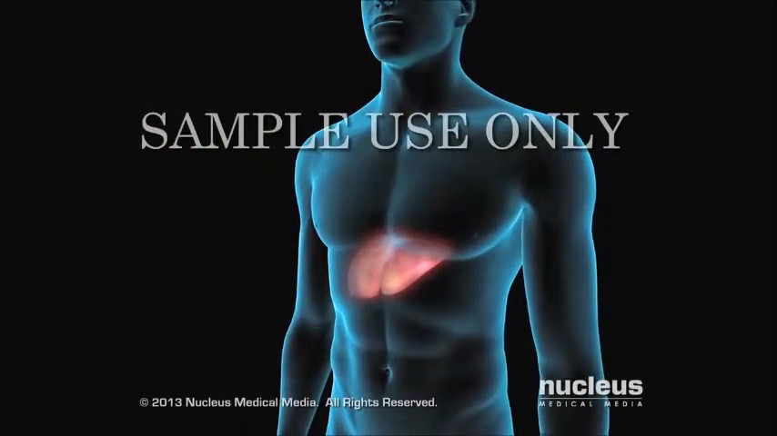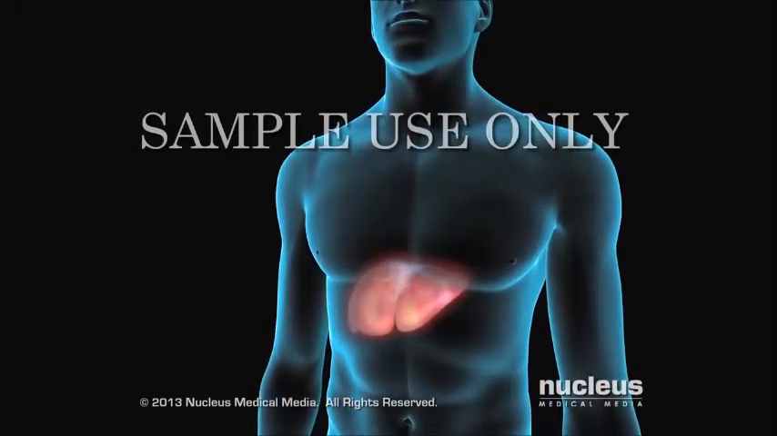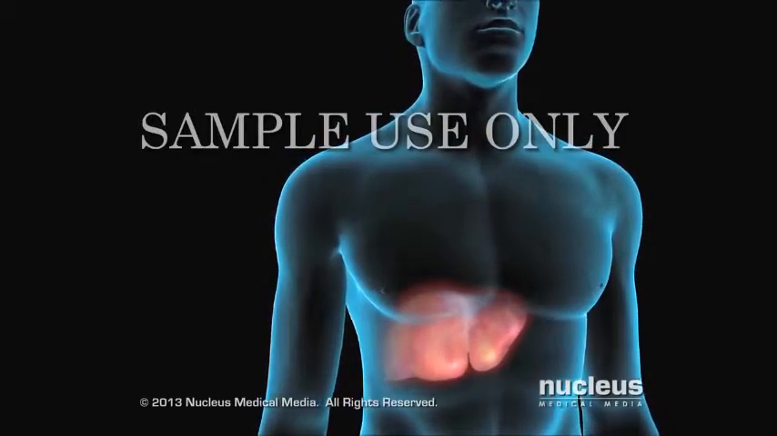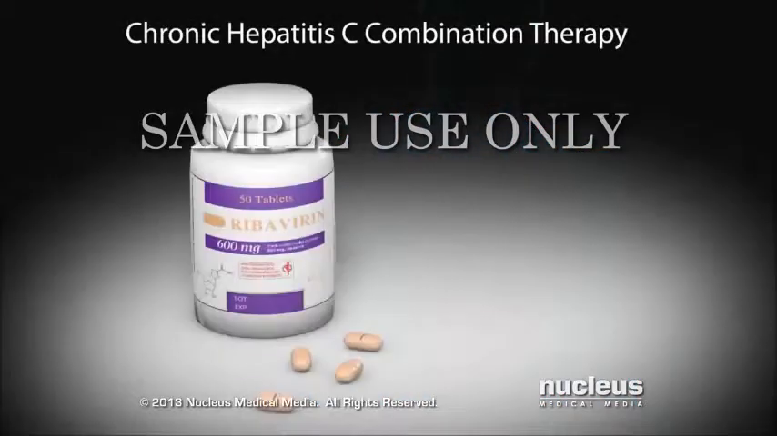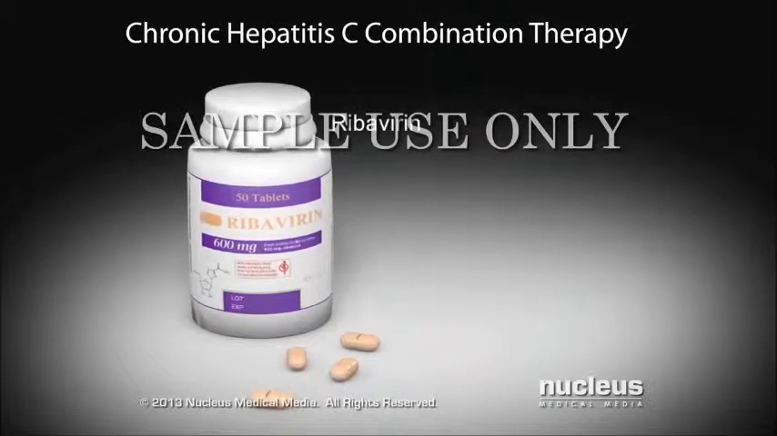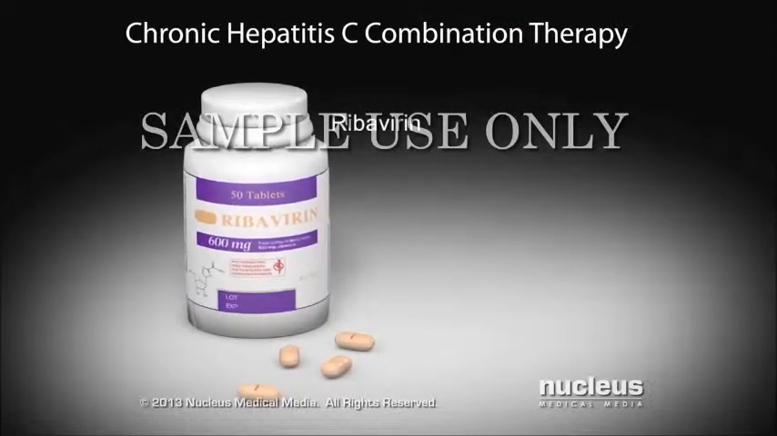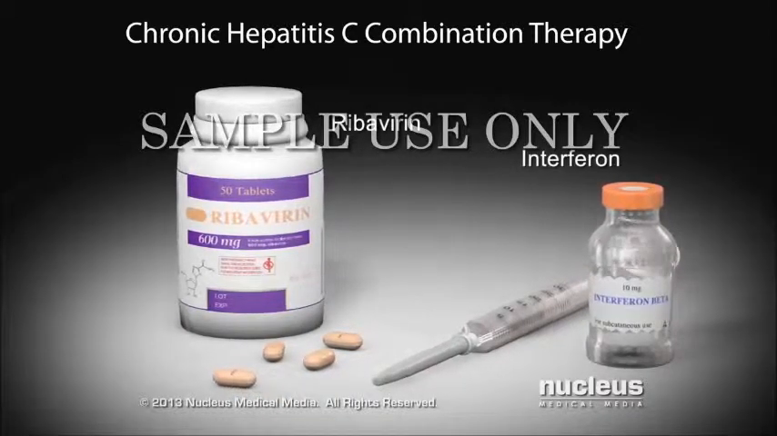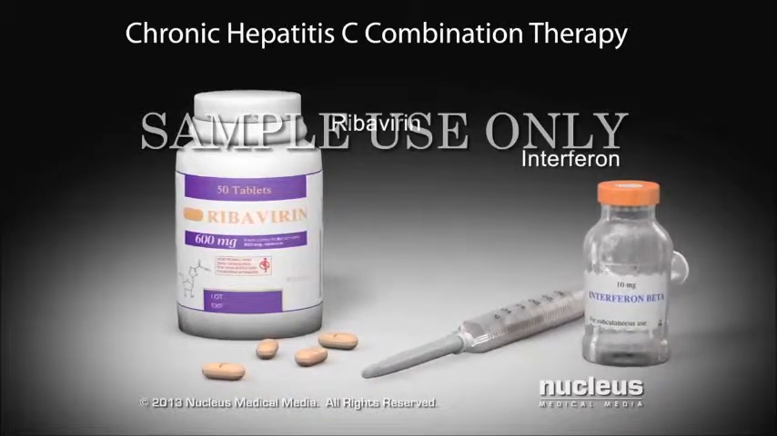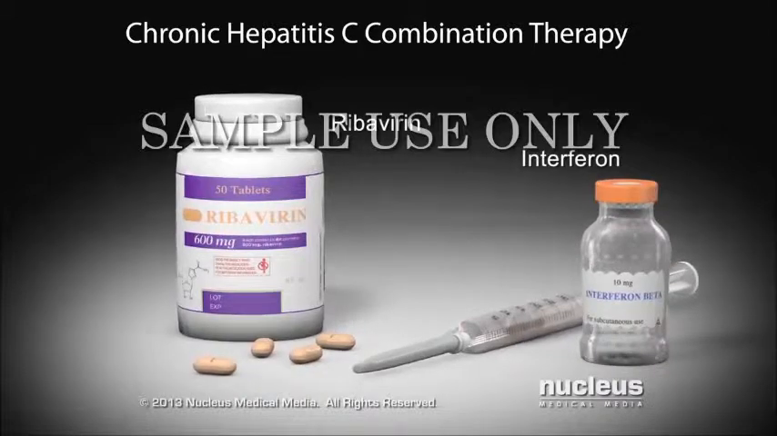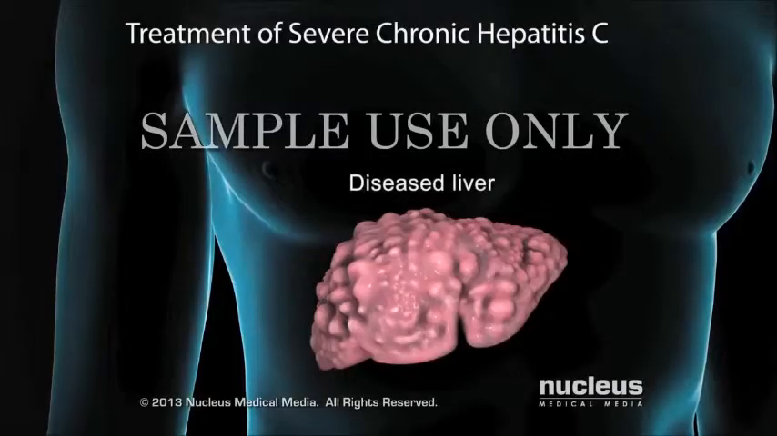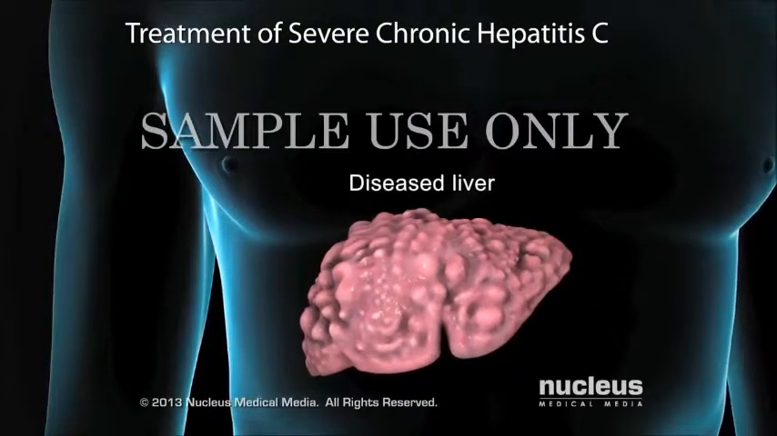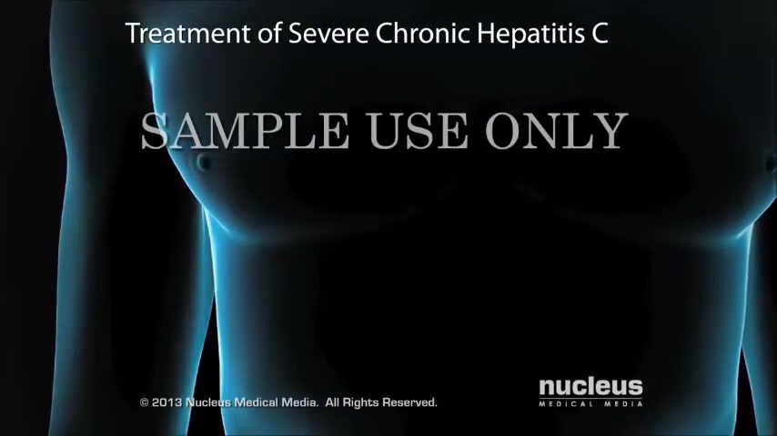If you have chronic hepatitis C and your immune system can't get rid of the virus completely, your doctor may prescribe a combination therapy consisting of an antiviral medication called ribavirin and injections of interferon, a medication that strengthens your immune system. These drugs are most effective against hepatitis C when taken together. If you have a severe case of chronic hepatitis C, your doctor may recommend a liver transplant operation.